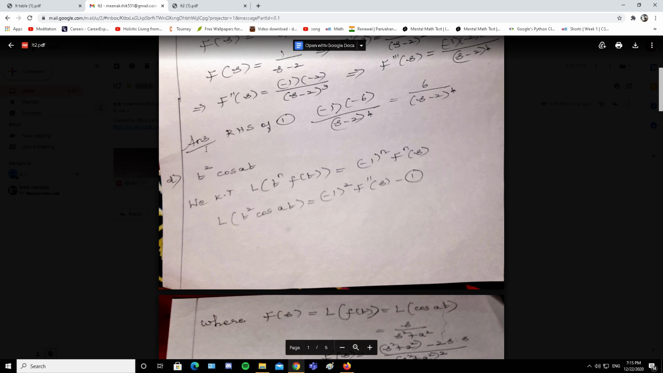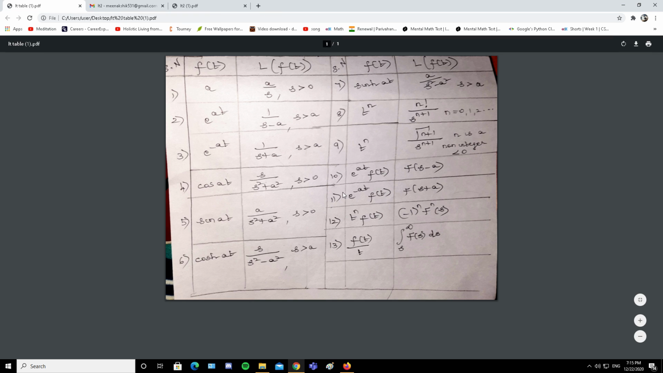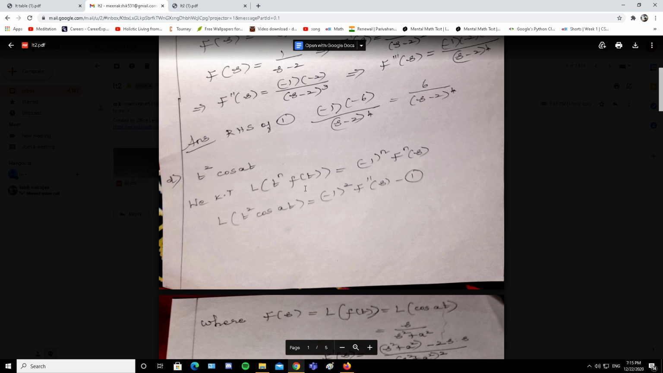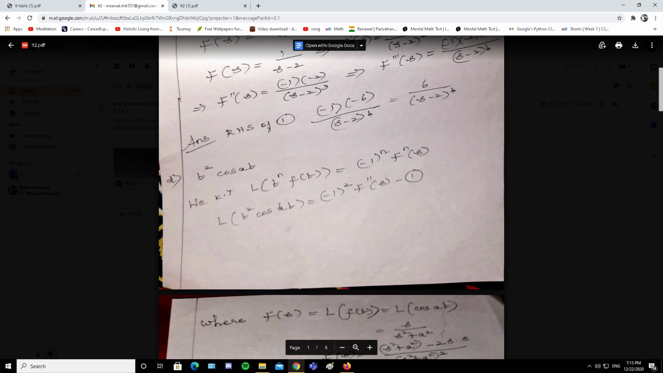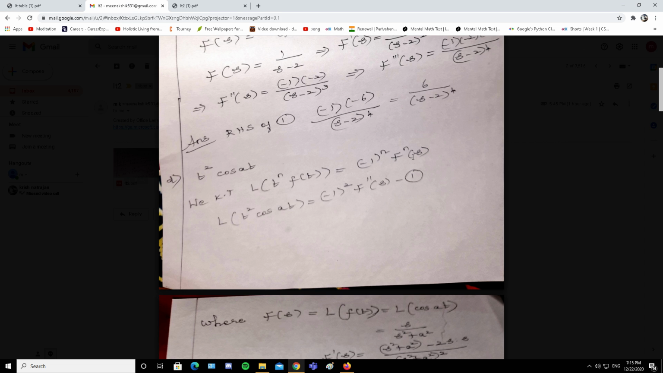Again you have to find the Laplace of the product t square cos a t. So you cannot use the first, 10th and 11th properties because you don't have an exponential term. You have to use only the transform of derivative property, that is the 12th one. Laplace of t power n f of t is minus 1 whole power n times fn of s. So if n is 2, Laplace of t square cos a t is minus 1 whole square f double dash of s. So we have to find f double dash of s through f of s.